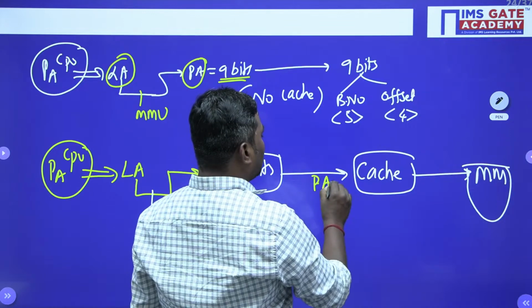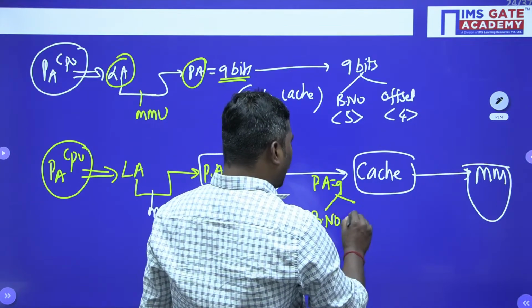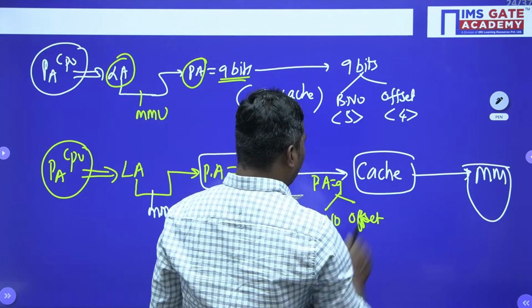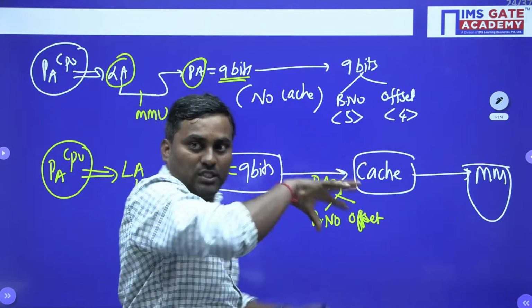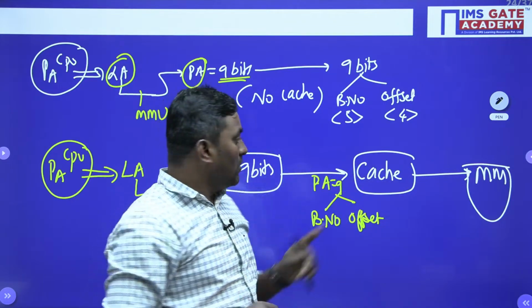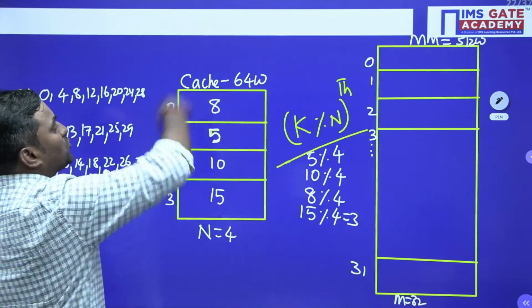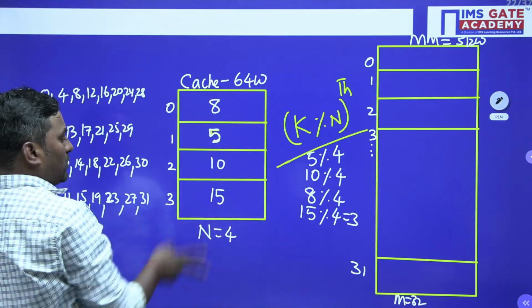Now how to search the 9-bit address, please understand. The physical address is 9 bits. So these 9 bits we have to divide into block number and offset only, right? Yes or no? Block number, offset. Now we want to search into cache memory. Please understand carefully, everybody. How do we arrange the cache memory? See the example. Cache also we organize as blocks only, right? Blocks only.